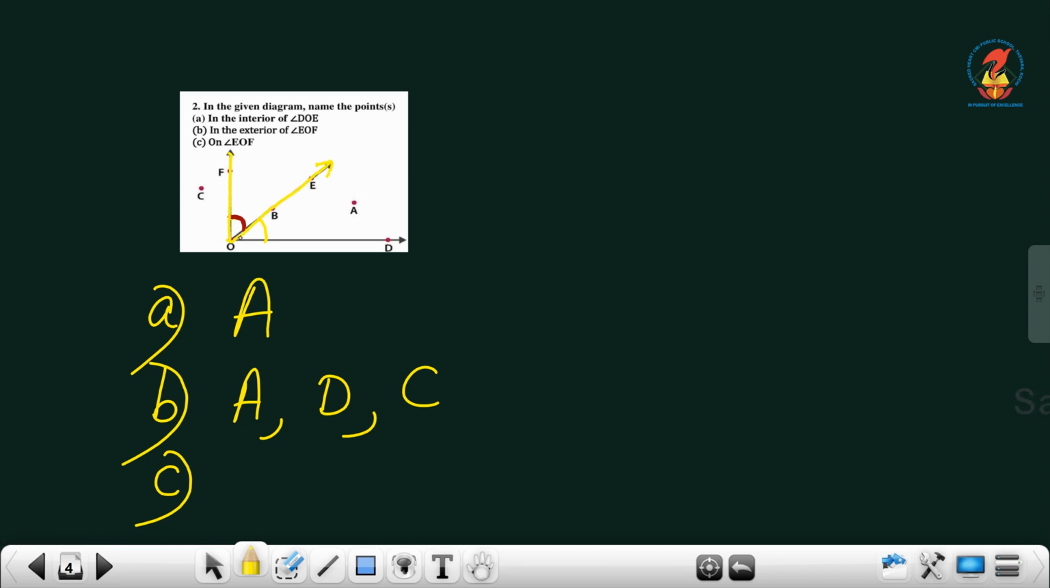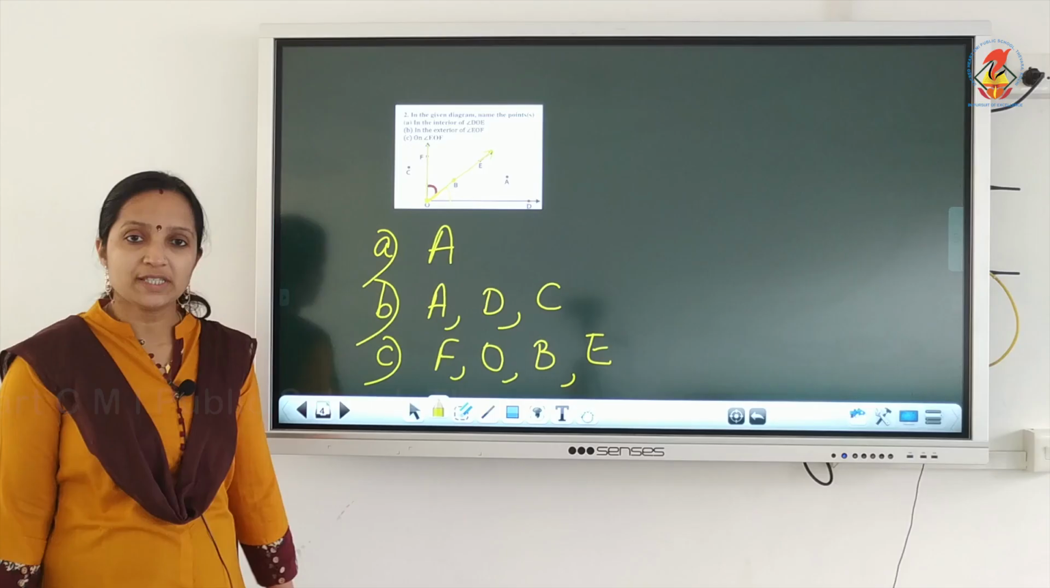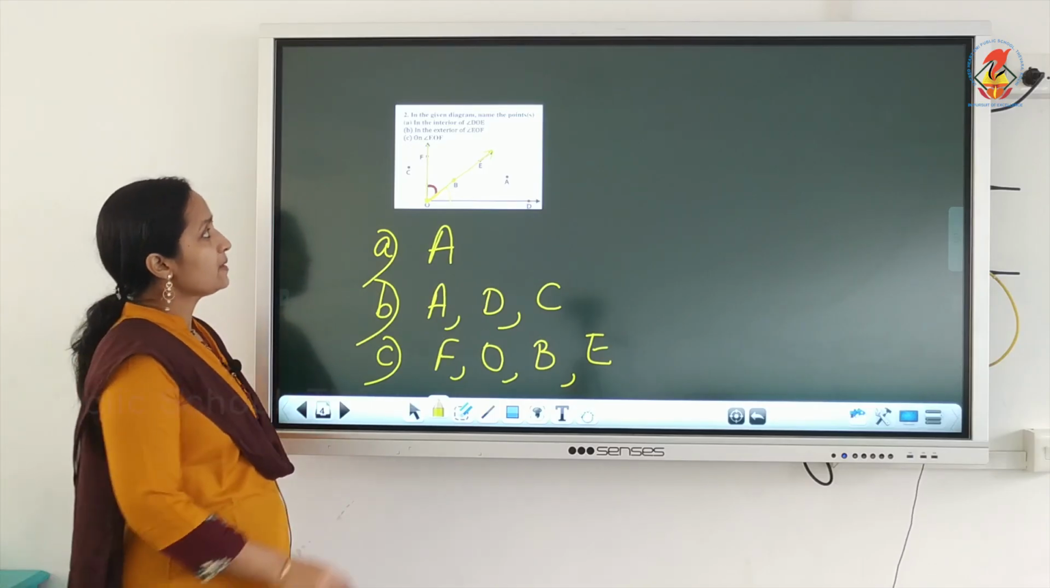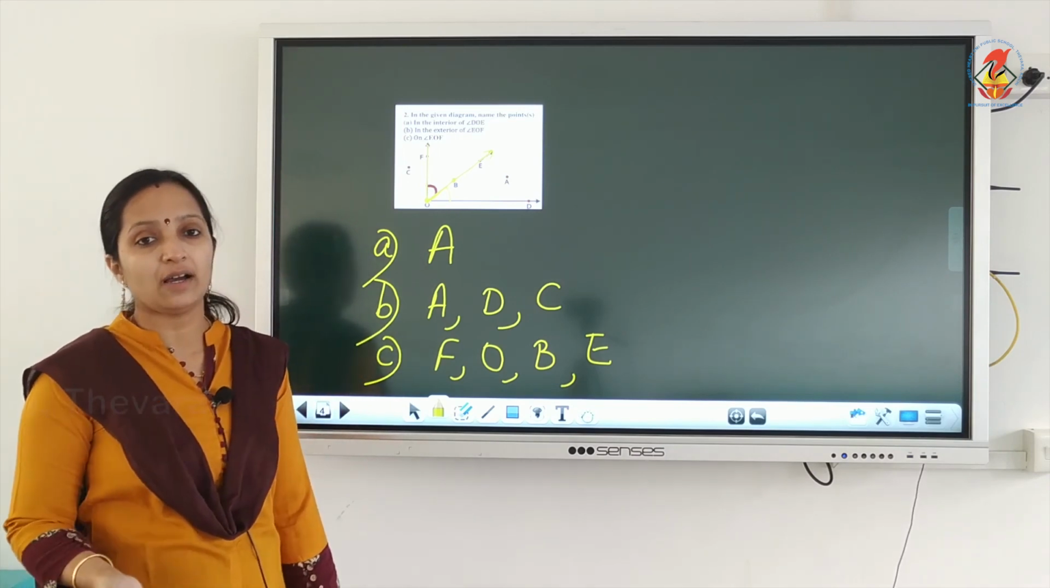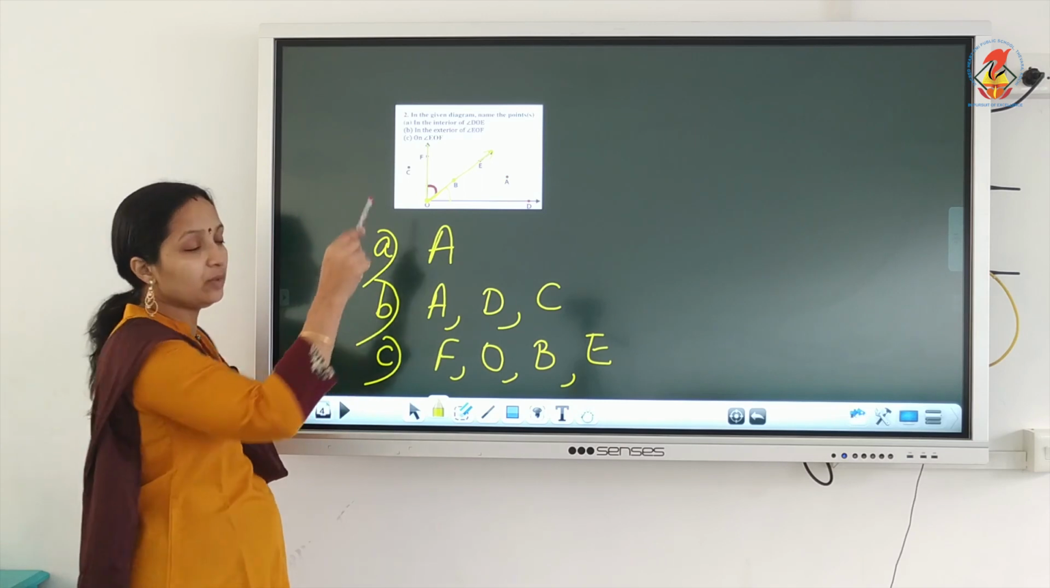Which all points are there in this particular angle? Point F is there. Then point O is there, then point B is there. On means on the boundary, is it? So point E is there. So which all points are on this particular angle? EOF, FOBE. I hope this answer is clear. So interior means within the two arms, exterior means outside the arms, and on means the boundary line.